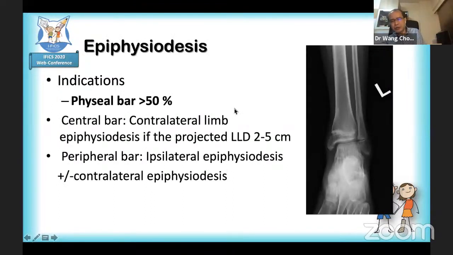So epiphyseal discs, in general, are indicated for cases that are not suitable for physeal bar resection. So for those with a central bar resulting in leg length discrepancy, a contralateral limb epiphyseal disc would be a good procedure if the projected LLD at skeletal maturity is more than 2 or less than 5 centimeters. With a patient with a peripheral bar, an ipsilateral epiphyseal disc will actually help to reduce the severity or the progression of the deformity. And a contralateral limb epiphyseal disc will reduce the leg length discrepancy at skeletal maturity.